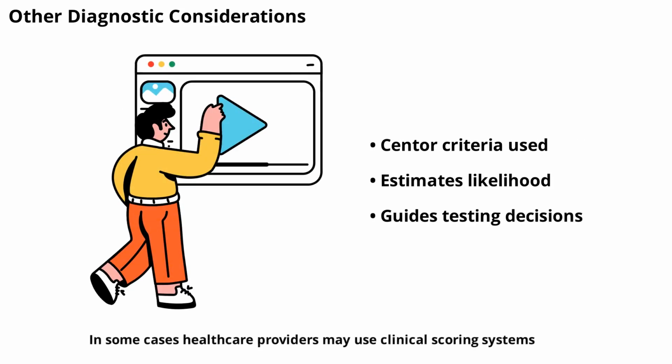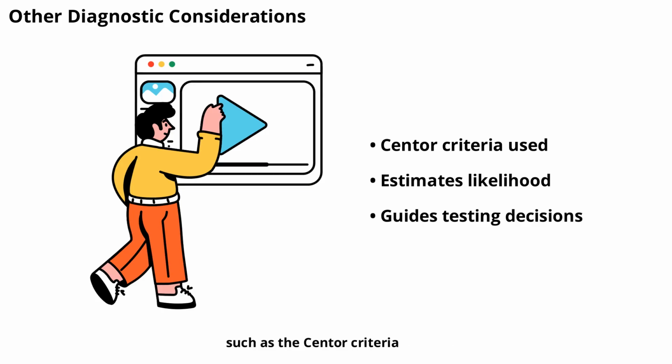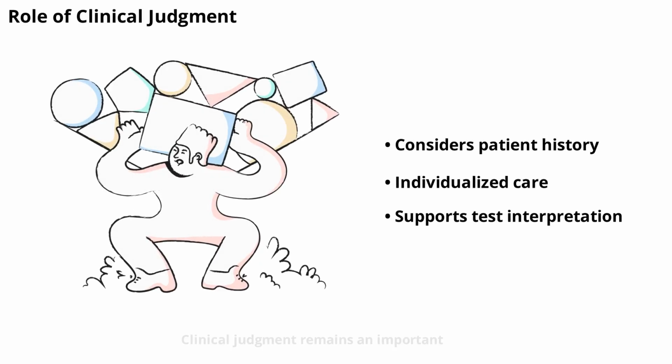In some cases, healthcare providers may use clinical scoring systems, such as the Centor criteria, to estimate the likelihood of strep throat before testing. These systems consider factors like fever, absence of cough, swollen lymph nodes, and tonsillar exudate. While helpful, these scores are not a substitute for laboratory testing, but they can guide decisions about whether to test or treat empirically. Clinical judgment remains an important part of diagnosing strep throat.